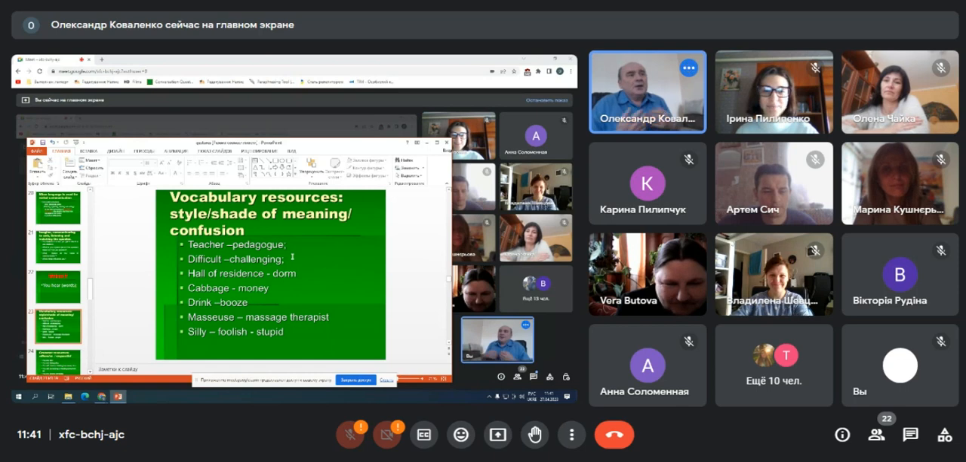Hall of residence, dorm, maybe hall of residence is more pompous. Cabbage, money, kapusta. Okay, you understand. So kapusta is slang for money. Drink, booze. Well, British word, popular word, booze, to booze.